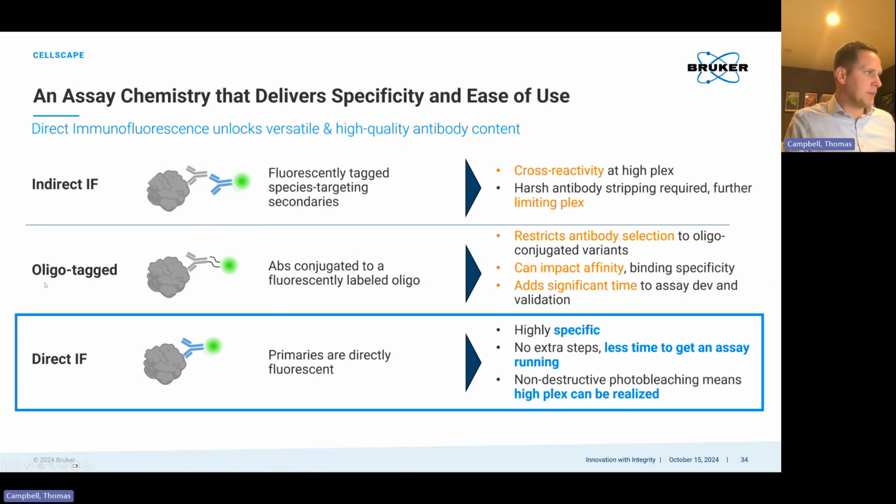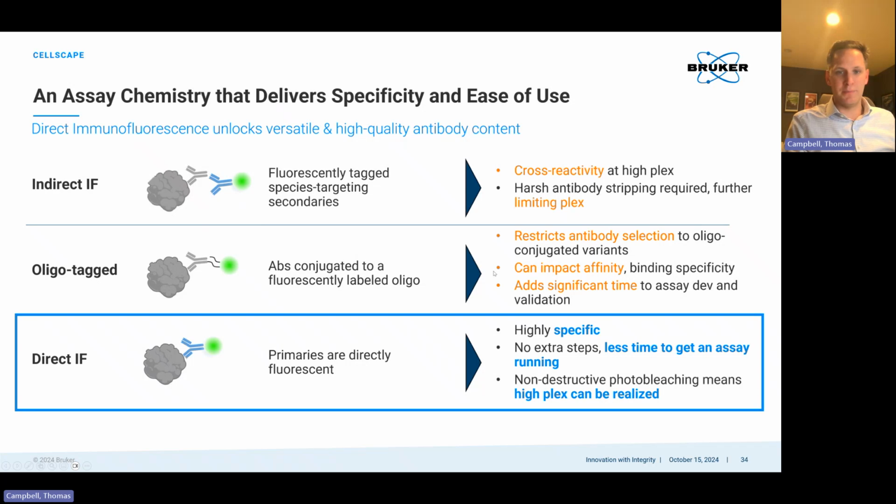Another approach is using oligo-tagged antibodies. So these are antibodies that are conjugated to proprietary oligos, and then you cycle in complementary oligo strands, which are conjugated to fluorophores. And this leads to some challenges with antibody selection because oligo-conjugated antibodies are sort of only available from proprietary sources.